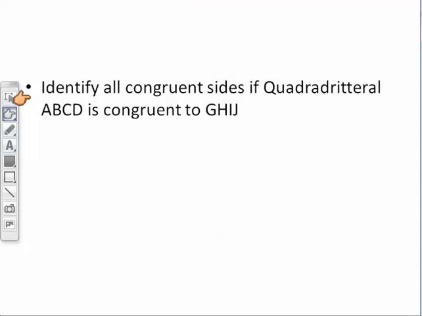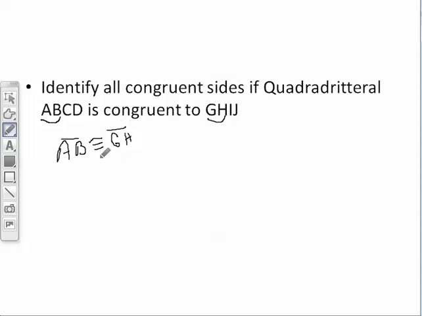Okay? First of all, I want to identify all the congruent sides of a quadrilateral. Given two names, I am not even given a diagram here. I don't have to be given a diagram. All I have to do is look at the names. I see AB here and GH here. Those are going to be two sides of the quadrilateral that are going to be congruent to each other.